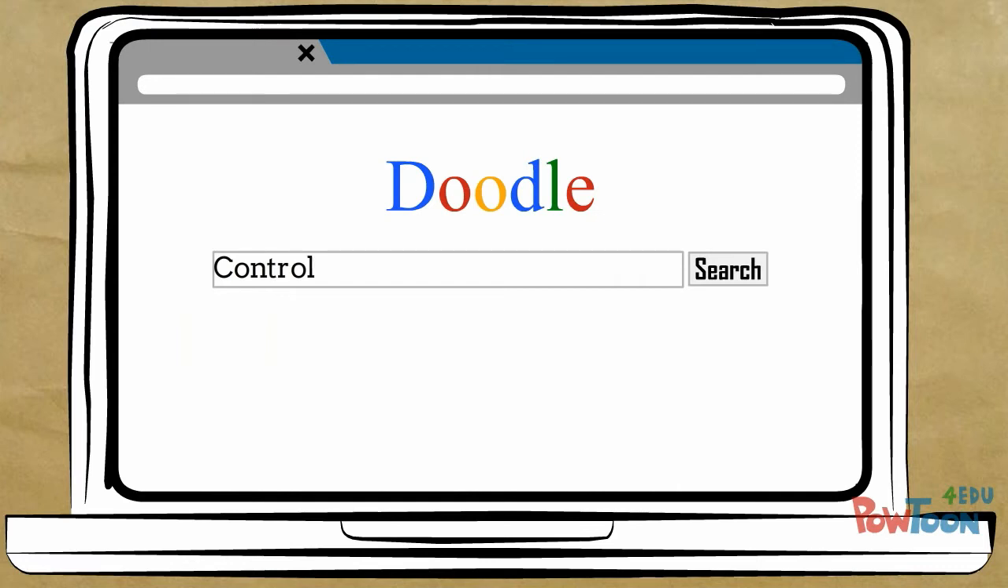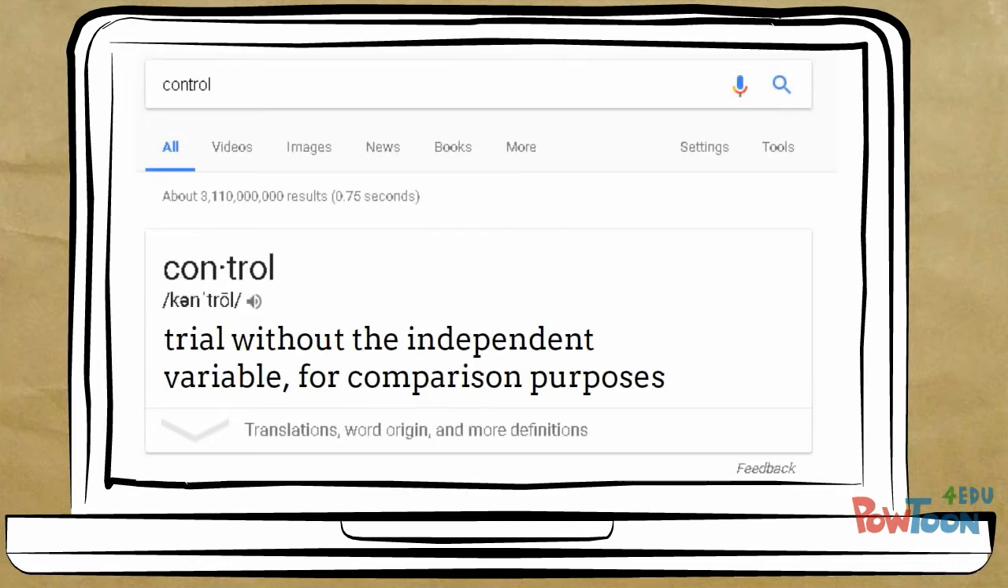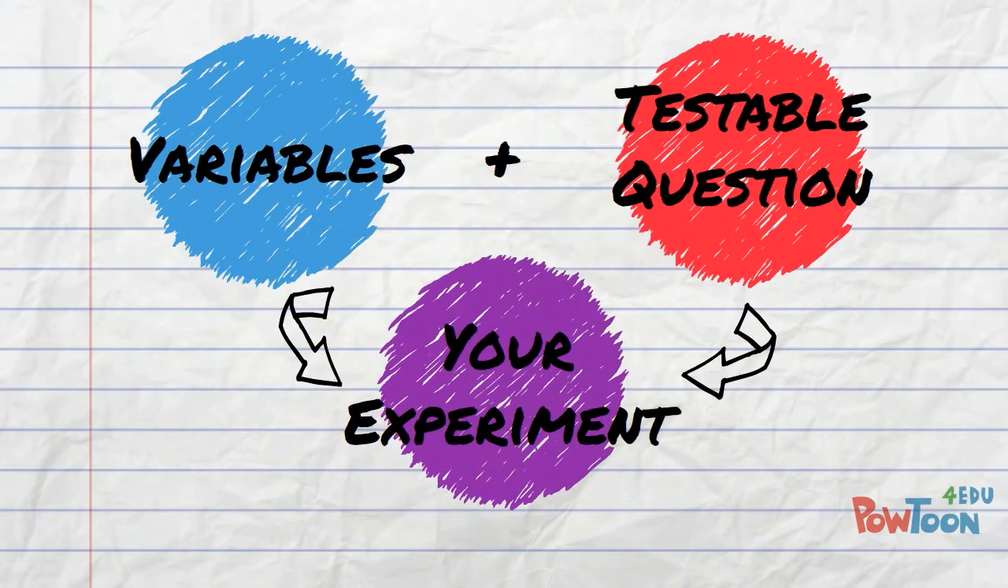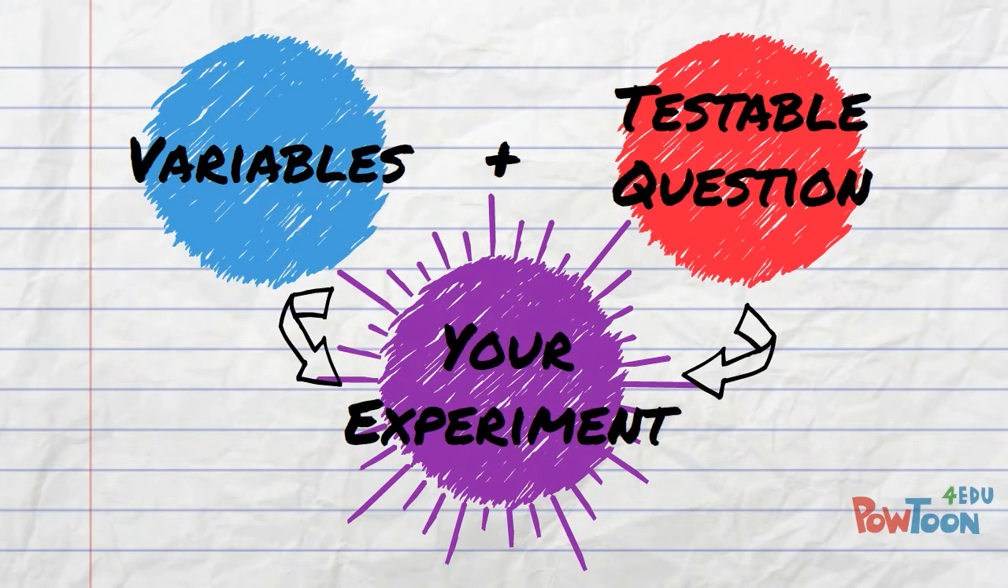One way to ensure this is with a control trial. This is where everything is present except the independent variable. With all other things being equal, the dependent variable must have responded or changed due to the independent variable. Combine these variables with your testable question and you've got it, the experiment that you're going to perform. Let's look at some examples.